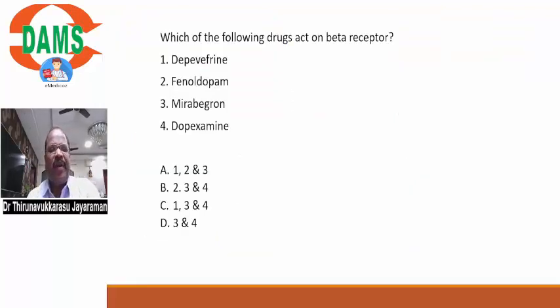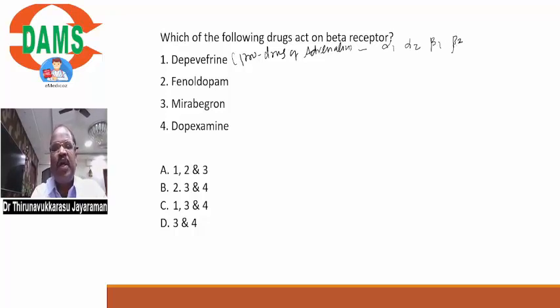Which of the following drugs acts on beta receptor? The given options are dipivefrin, fenoldopam, mirabegron, dobutamine. Look here. Dipivefrin is a pro-drug of adrenaline. So a pro-drug of adrenaline, and we know adrenaline acts on alpha 1, alpha 2, beta 1, beta 2 receptors. So it has beta action.